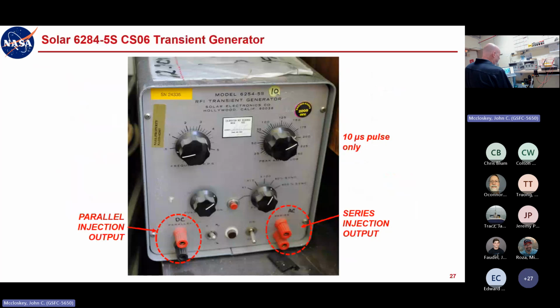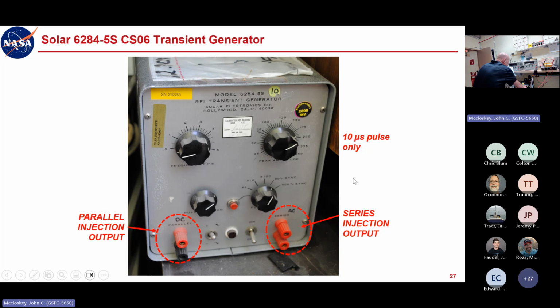Right. Now we'll talk about signal generators, and I've got a couple of these sitting here, but I'll highlight a few things, and then we'll actually show you some stuff. So this is the old Solar 6284-5S. It really is specific to CS06. You see that there's the parallel injection output on the left, series injection on the right, and this gives you only a 10 microsecond pulse. And the controls basically are repetition rate and amplitude.